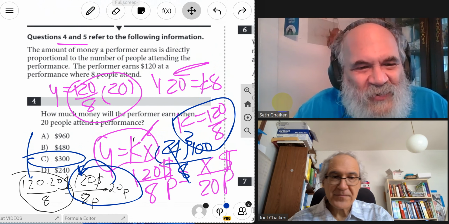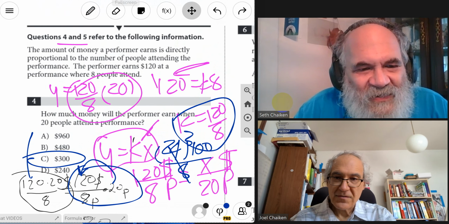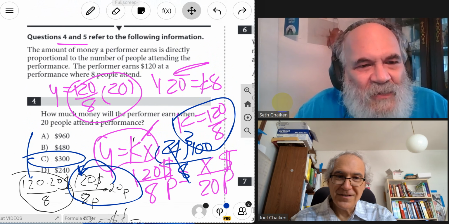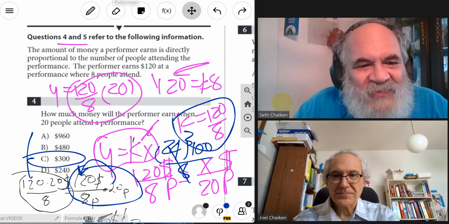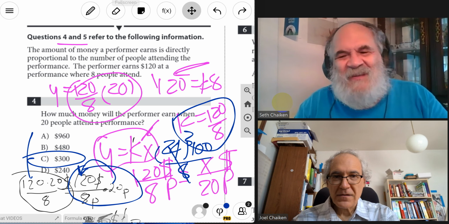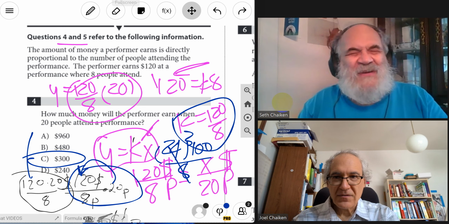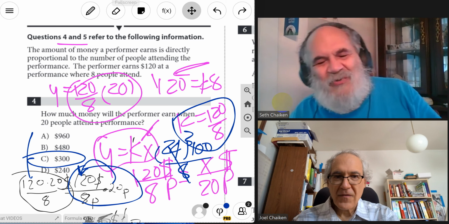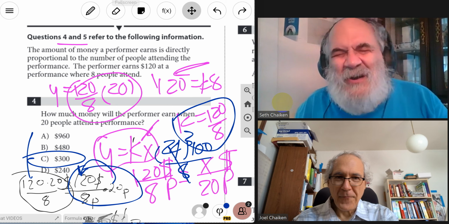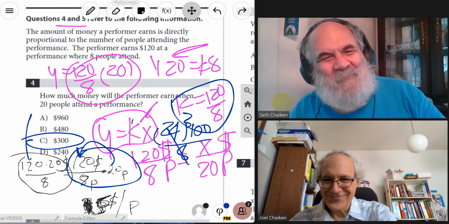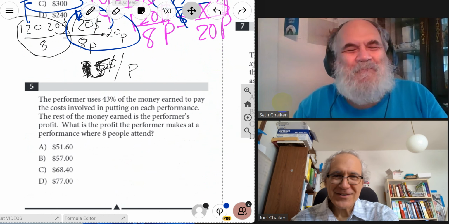So coming into this, we know that the rate is $15 per person. So in other words, the performers earn $15 for each person. Presumably, the ticket is more expensive, and the impresario takes $75 per person. I don't know what impresario is, but that's okay.